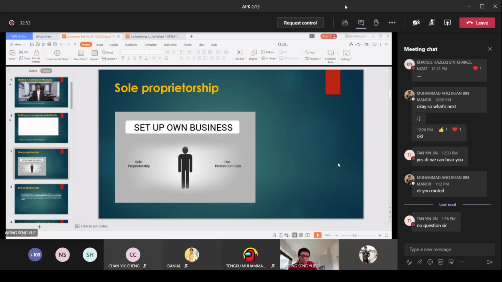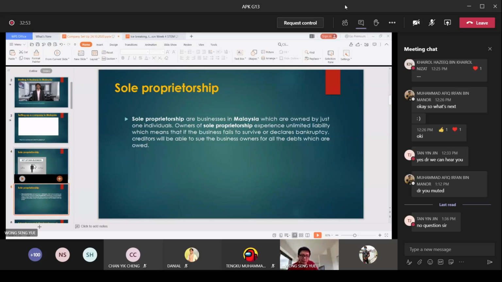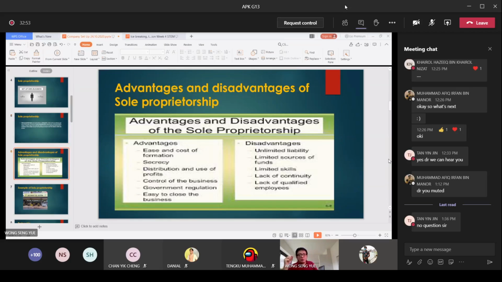Number one is the sole proprietorship. Mostly this kind of sole proprietorship is fully managed by one person or individual. This type of business entity is very easy to set up, and in terms of profit, the owner can own every profit. The owner can control the business easily, and if they want to terminate their business, it is very easy.